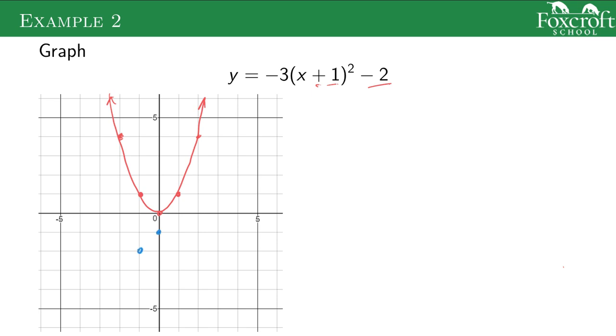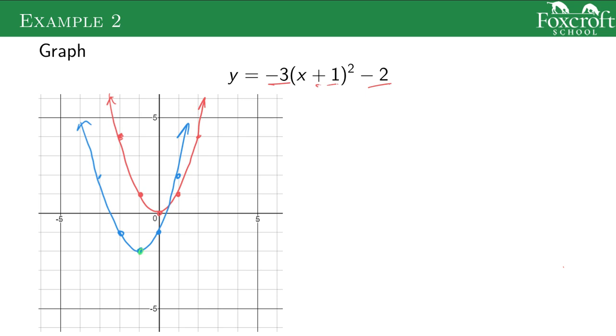And I have the same pattern: 2, 4, left 2, 4, to this parabola. And then the last thing I have is this negative 3 up front. So that negative 3 is going to flip it and then make everything go by a factor of 3.